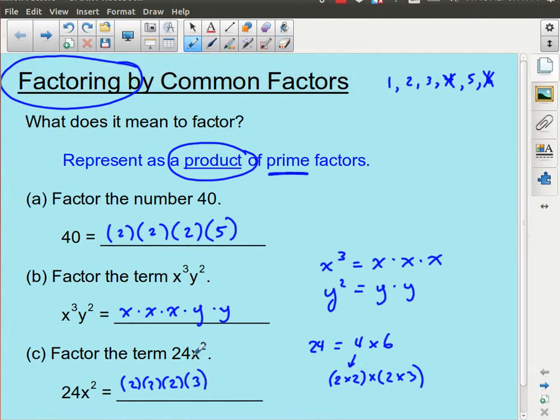And then the product for x squared as individual factors would be x times x. Again, this is for informational purposes; we'll do this a little bit later.